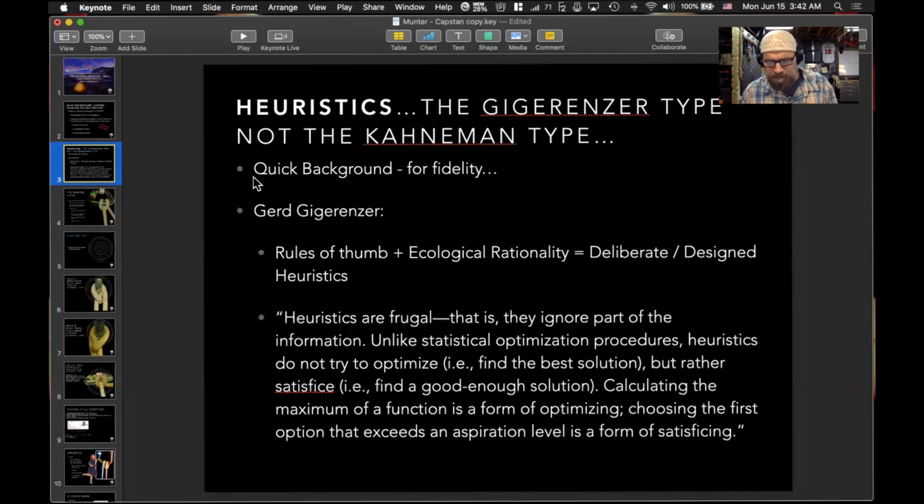are frugal. That is, ignore part of the information, unlike statistical optimization procedures, which is what you typically find Tversky and Kahneman talking about, which means if I don't have that information, I'm going to research and dig in, get that information, and then make a decision. Gerd hits it from, you have no time to do that. You're having to make decisions very quickly when you don't even really know everything that's going on, but it needs to get in that ballpark. So continue on that quote.